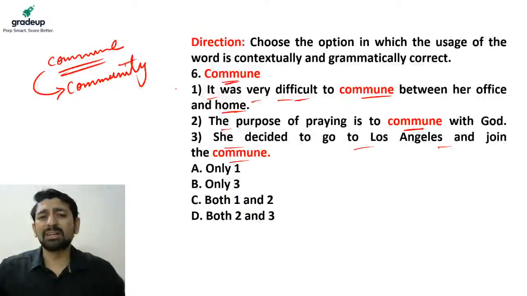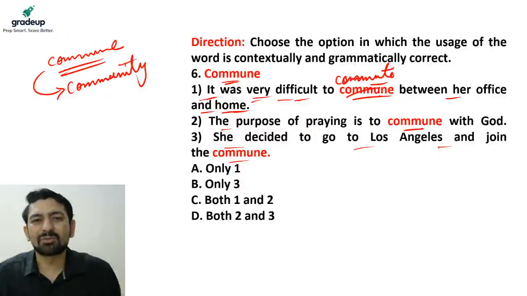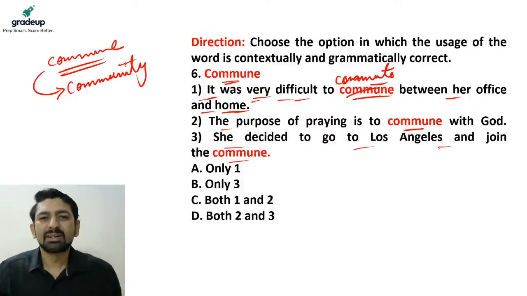Now, let's look at the sentences. First one says, it was very difficult to commune between her office and home. The usage is incorrect. You cannot say commune, but you say commute. Commute can be used here because commuting is traveling from one place to another. How do you commute from home to office daily? You'd say, sir, I commute by bus, I commute by car, I commute on my motorbike. So commute can be used. So the first usage is wrong.